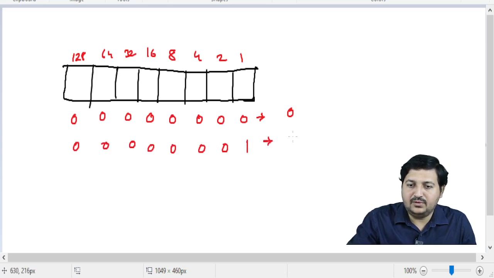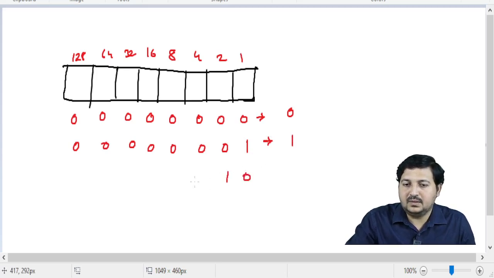So what is the value here? 1. Why 1? Because the 1 octet is on, so the value is 1. So what next? 1 0. That means the remaining bits will all be zeros. So then what is the value? 2. Why 2? Because the second bit is on.